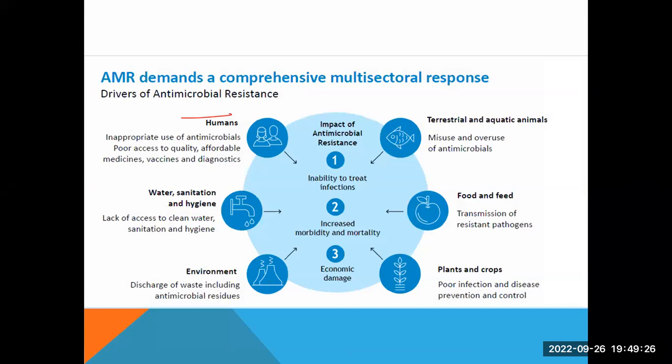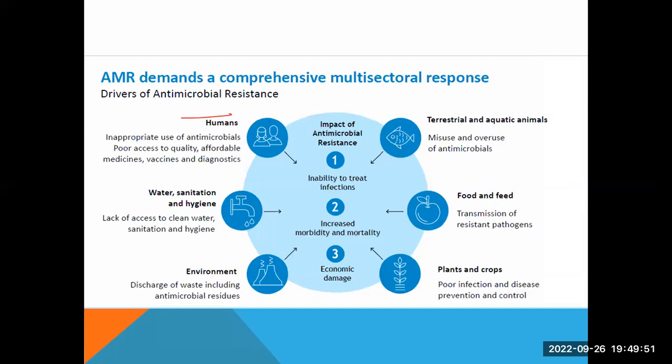So this really requires a comprehensive multi-sectoral response among all the parties if we want to be working on this part. So this is really very important. Again, on the human part, we need to be working on the inappropriate use of antimicrobials and the poor access to quality and affordable medicine. This is really very important.